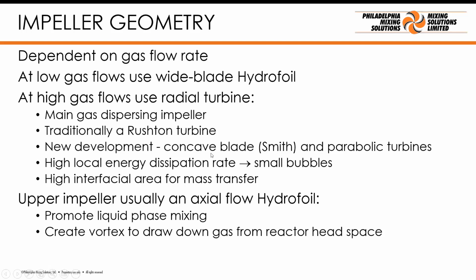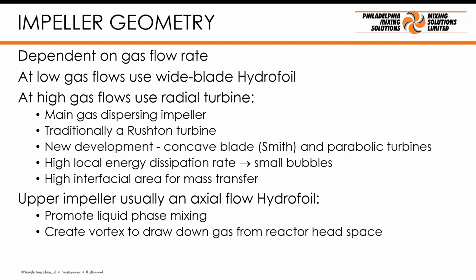New developments are a concave blade, commonly called a Smith turbine, and a parabolic turbine. We need a high local energy dissipation rate to create small bubbles, and if we create small bubbles, we have a high interfacial area for mass transfer. If we have a second impeller, and the tank is tall, we're going to use an axial flow impeller to promote the liquid phase mixing.